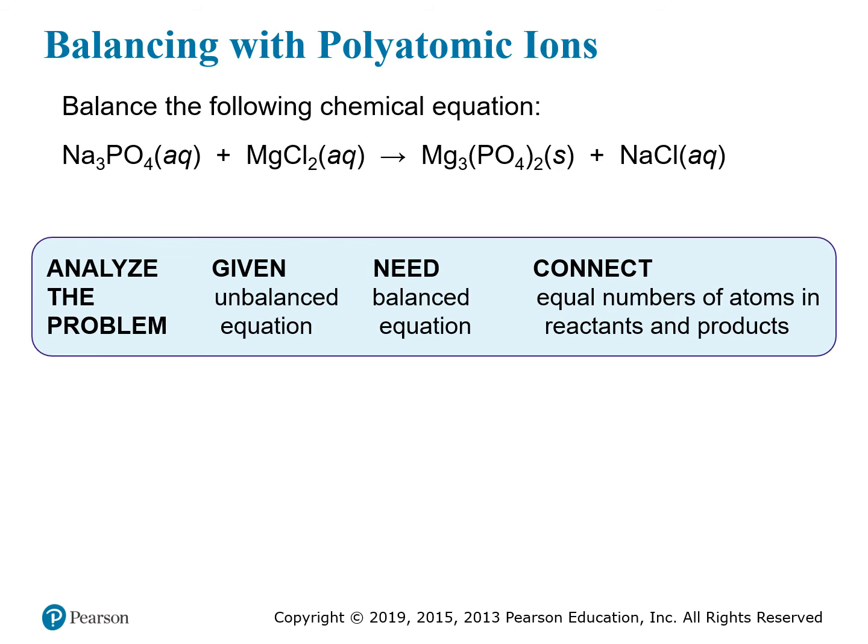We have sodium phosphate plus magnesium chloride, and these react together in a precipitation reaction to give us magnesium phosphate and sodium chloride. Okay? But if you look at this, it's clearly not balanced. You can just look at the first atom, sodium. There's 3 on the left, and there's only 1 on the right. So it's clearly not balanced, right?